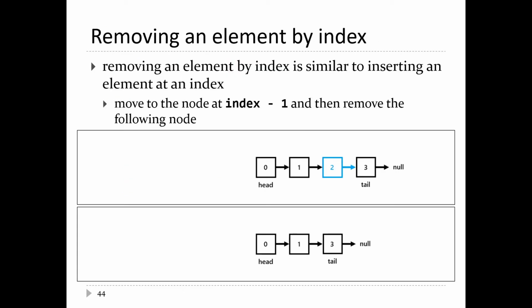Removing an element by index is similar to inserting an element at an index. You end up having to adjust the link belonging to the node in front of the node that you remove. So you want to move to the node at index i-1 and then remove the node that's after that node. So to remove the third element from the list, I want to move to the second node in the list and adjust that next link.